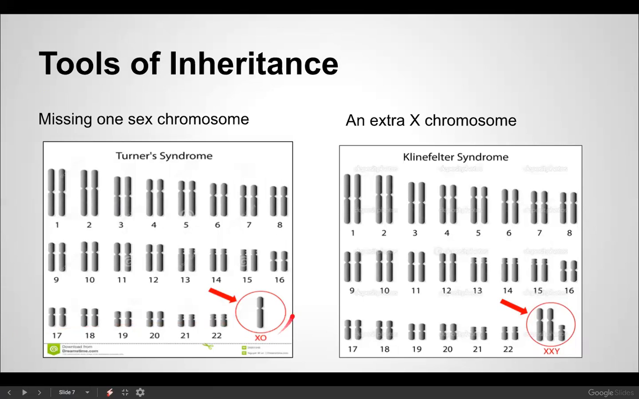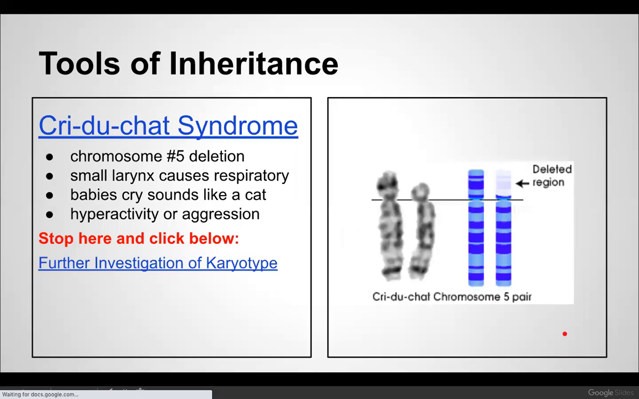So if you were looking at this karyotype, you go, only one X chromosome. That must be Turner syndrome. Look at this one. Oh, an extra X and a Y, right? Y is significantly smaller, must be Klinefelter syndrome. All right, so here's some other types of abnormalities.